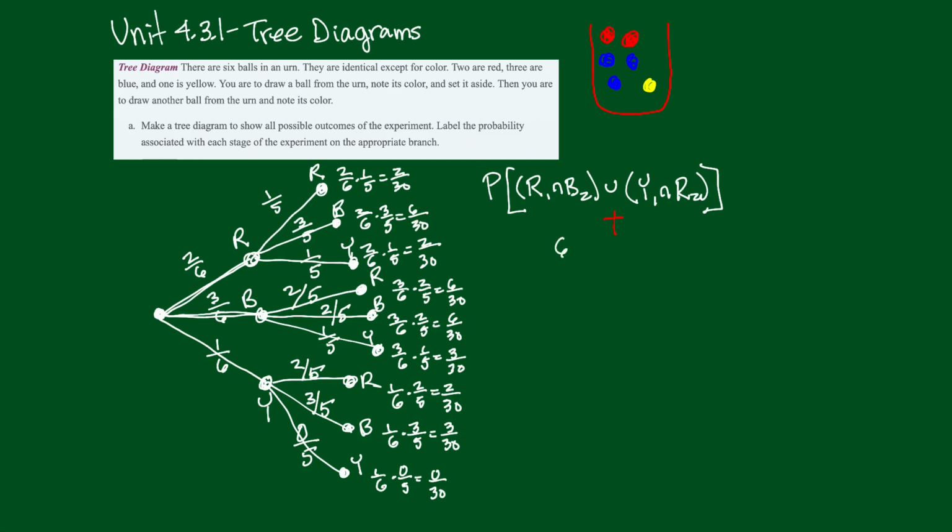So this is going to be 6 over 30 plus, now a yellow on the first and a red on the second. All right, follow it over. Yellow on the first, red on the second. That was 2 out of 30. So we're going to get 8 out of 30. So you can see how convenient these tree diagrams are when you're trying to get some pretty decent probabilities here.